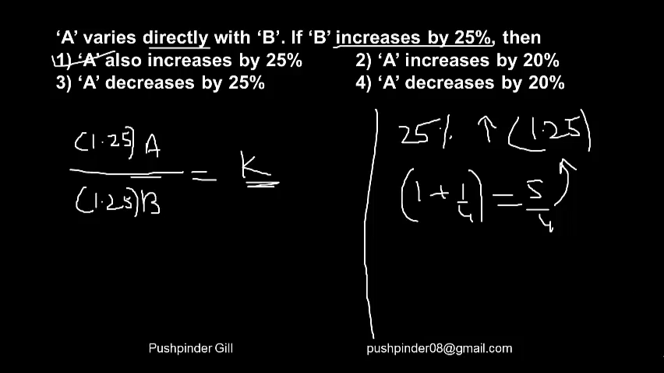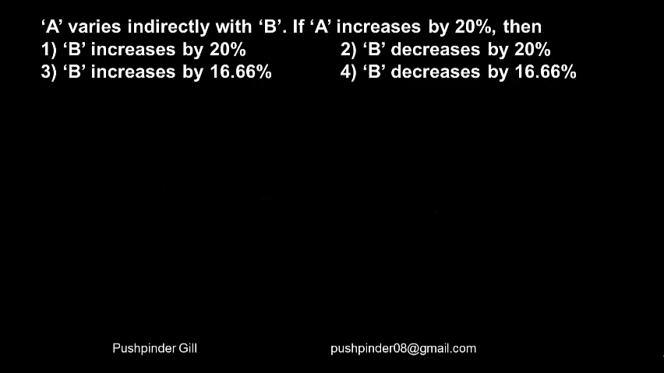Now you might say, okay, it's easy. Both are directly proportional. B increases by 25%. A has to increase by 25%. But this is not always true in terms of proportionality, because you'll come to know that in the coming questions. A varies indirectly with B. A increases by 20%. Then what will happen to B? Now you know that A varies indirectly with B. That means A times B is a constant. Now A has increased by 20%.